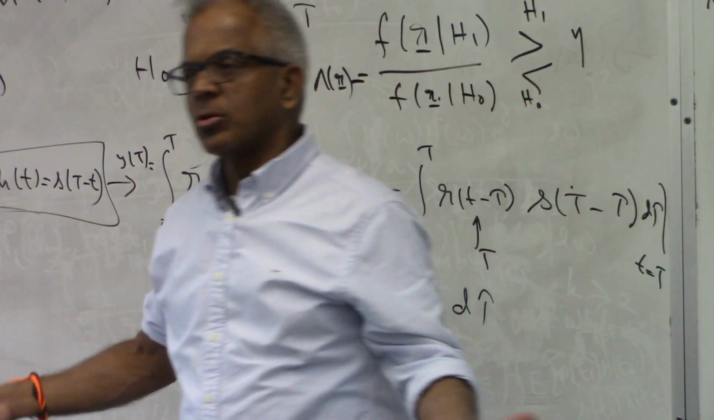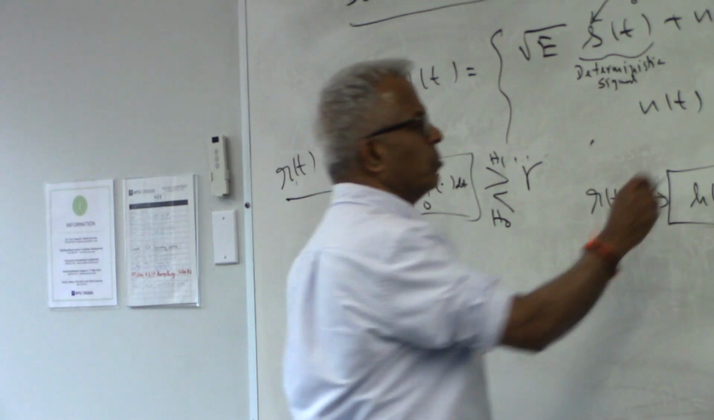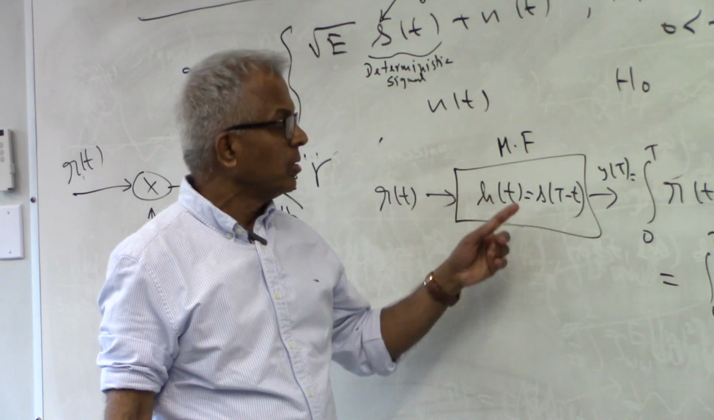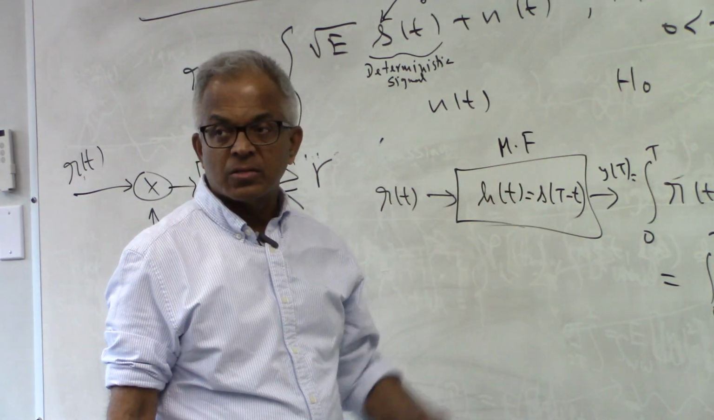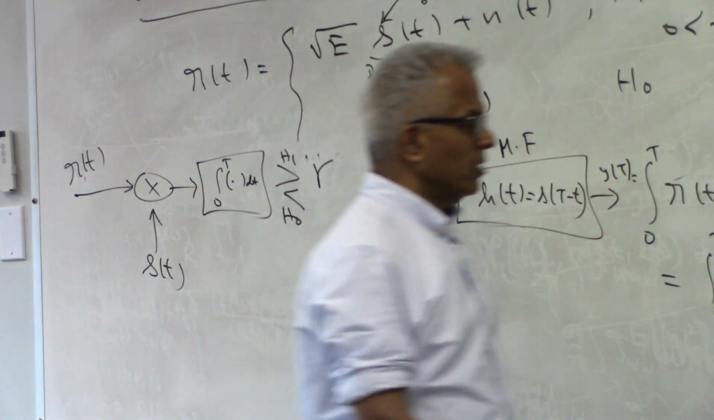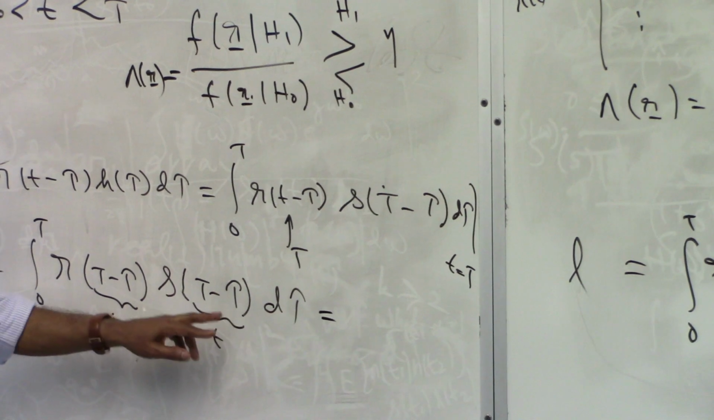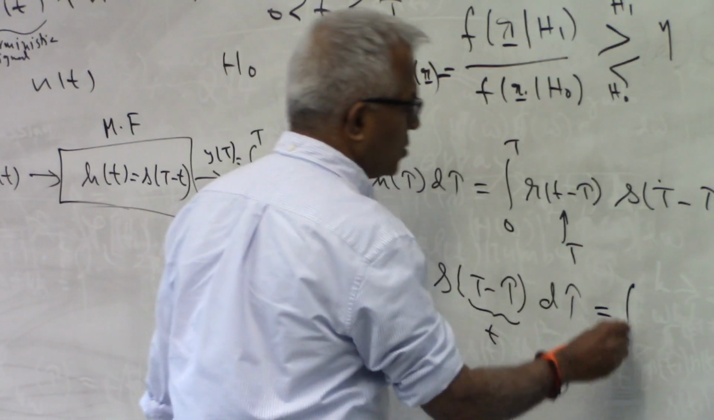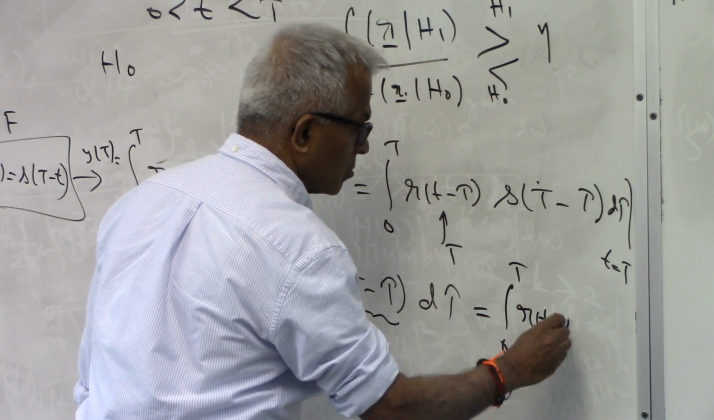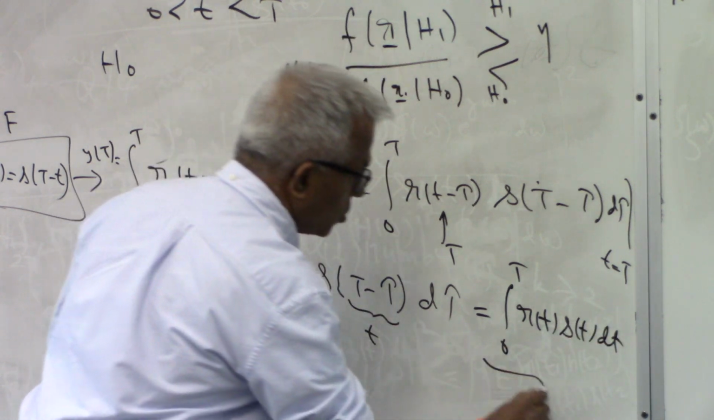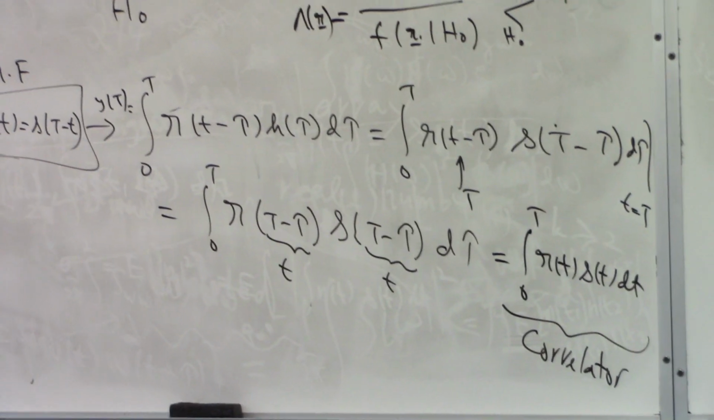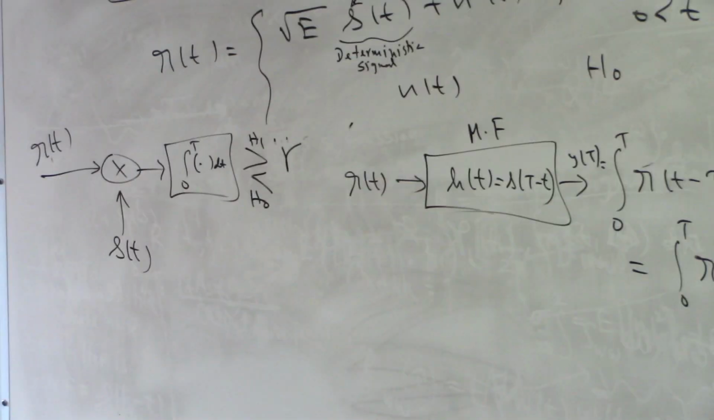So in the white noise case, the correlator is also the same as the match filter, right? Remember, this is the match filter. Why is this the match filter? Just an hour back I showed you this, we went through this problem. If you have a signal coming in, you flip it and shift it, that filter is the match filter. Then dt will become T to 0, which is the same as 0 to T. So you can write it this way. This is your correlator, and this is your match filter, and the match filter and correlator are exactly the same.